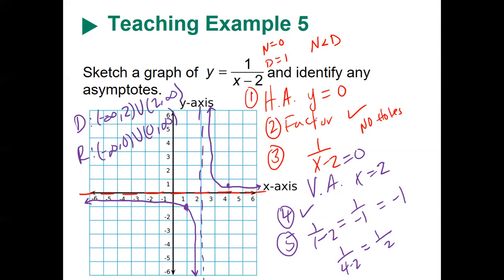Your asymptotes cause you to do what? To stop and start over. Okay. Your asymptotes cause you to stop and start over. Exactly.